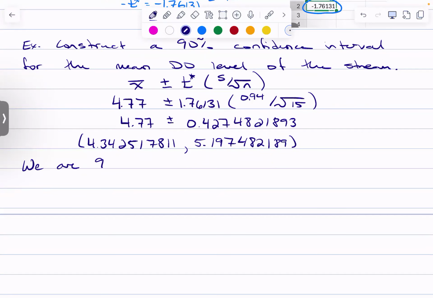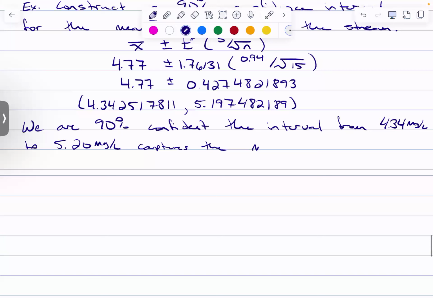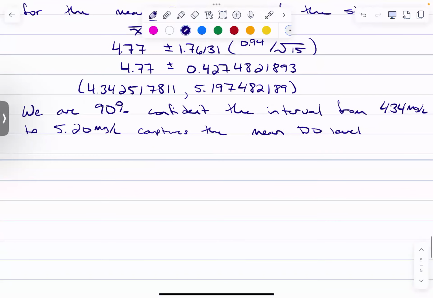We are trying to keep it on this one page. 90% confident the interval from 4.34, notice my lack of units, bad, to 5.2, I think it's milligrams per liter. Captures the mean dissolved oxygen level of the stream.